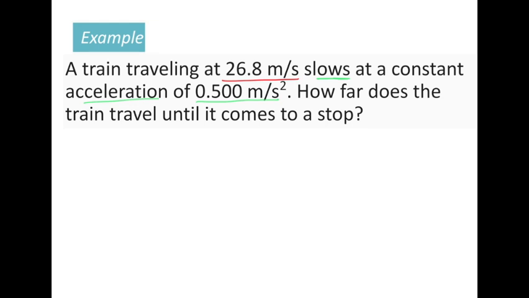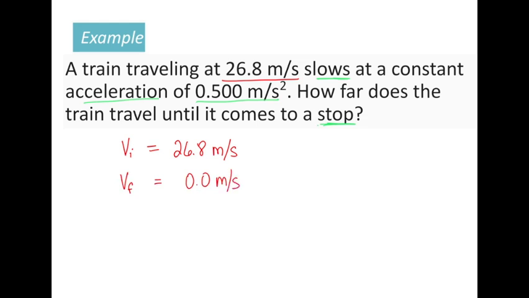All right, how far does it travel until it comes to a stop? That word stop is actually telling us something. What is that telling us? So we have initial velocity. That is going to be 26.8 meters per second. We have final velocity. That is 0.0 meters per second.